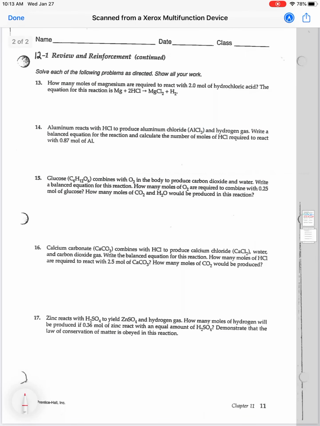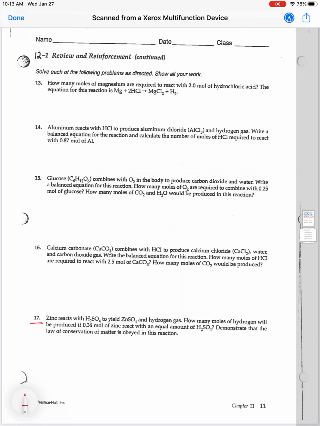Then the back side of the worksheet looks like this. There's 13 through 17. Some of the problems, they give you a balanced equation. Some of them you need to come up with that on your own. I would like to make one change on number 17. Down here at the bottom, it says zinc reacts with H2SO4 to yield ZnSO4 and hydrogen gas.